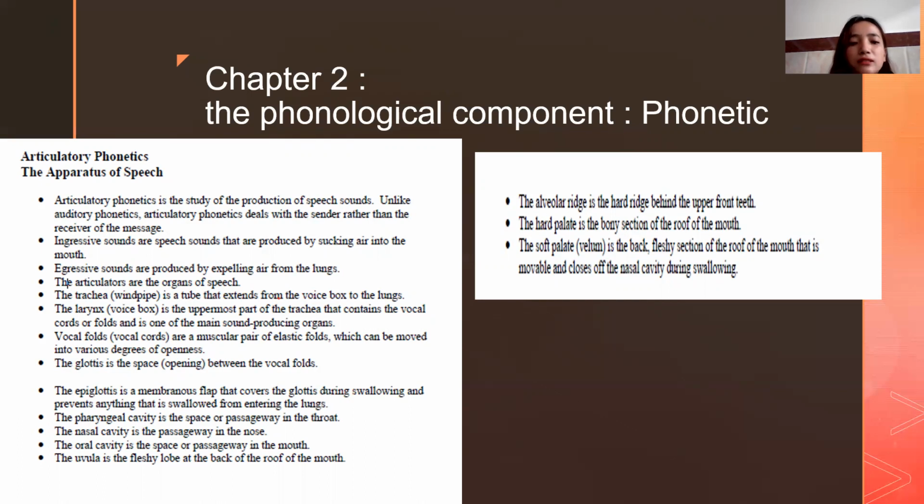So the larynx is the uppermost part of the trachea that contains the vocal cords and folds, which is one of the main sound-producing organs. Vocal folds or vocal cords are a muscular pair of elastic folds, which can be moved into various degrees of openness. And the glottis is the space between the vocal folds. Actually, we have to understand the way that we produce sound, so where our vocal cords are and where the larynx is, etc.